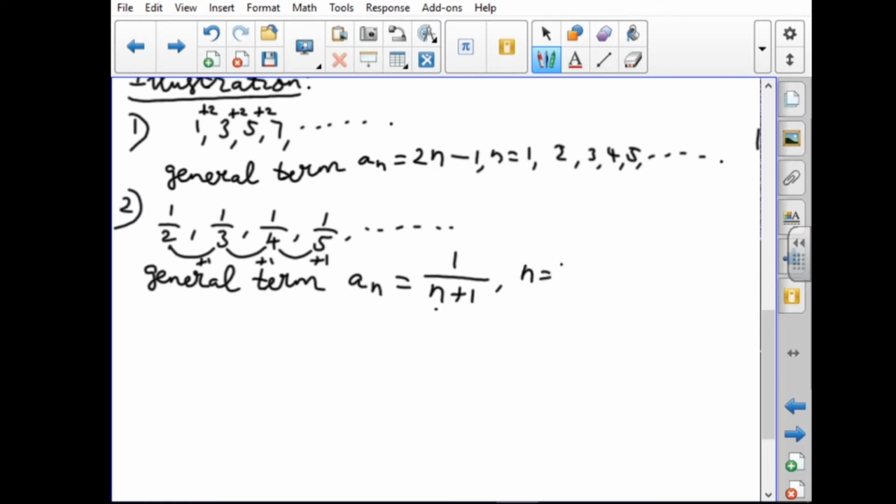Here also n equals the natural numbers 1, 2, 3, etc. I have to substitute here. 1 means 1 by 2, second 2 means 1 by 3, third means 1 by 4, like this we are getting. So the general term we are getting like that.